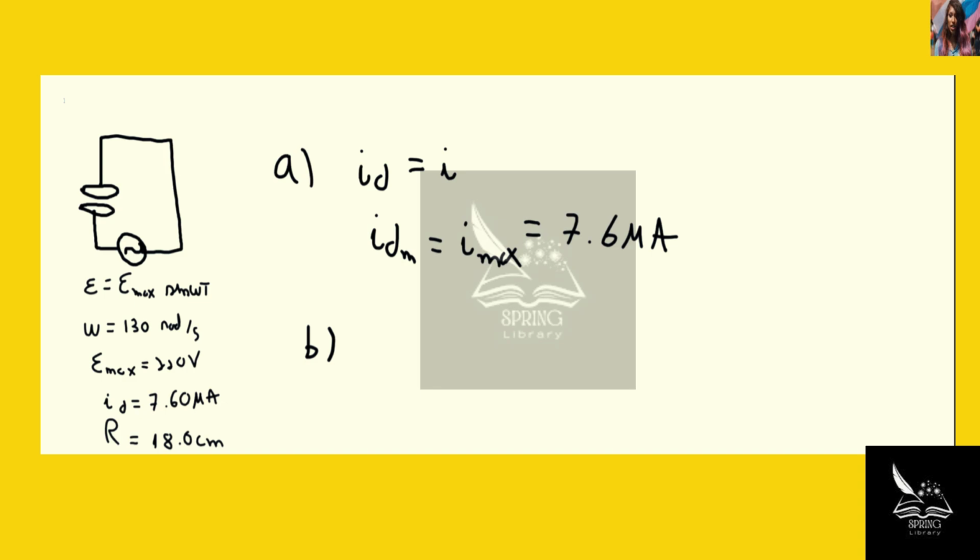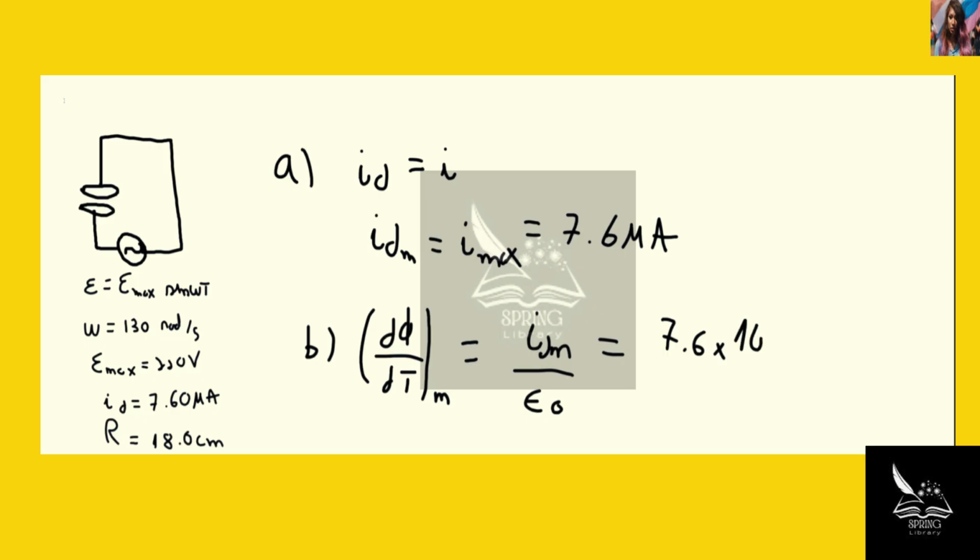For part B, we want to know the maximum value of the variation of the electric flux. We can write the variation of the electric flux in terms of the displacement current. So we have dΦ/dt max is equal to I max divided by epsilon 0. This is 7.6 times 10 to the minus 6, and epsilon 0 is 8.85 times 10 to the minus 12, and this gives us 8.59 times 10 to the 5 volt meters per second.